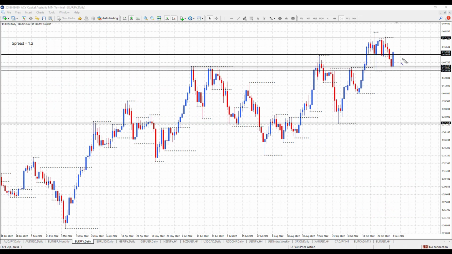Alright traders, on to Euro Yen. Now this is forming a downtrend, however there is a broader range. So the range is approximately from 144.00 up to daily resistance at 147.71.